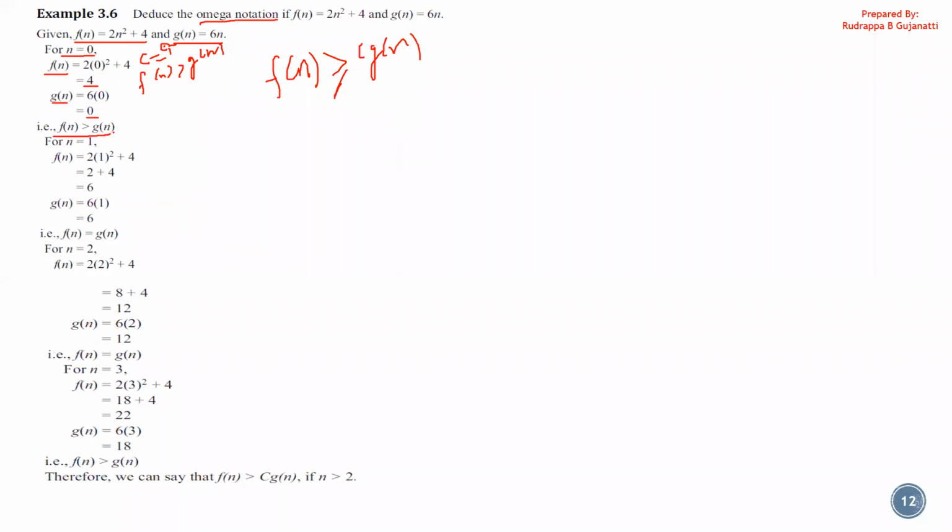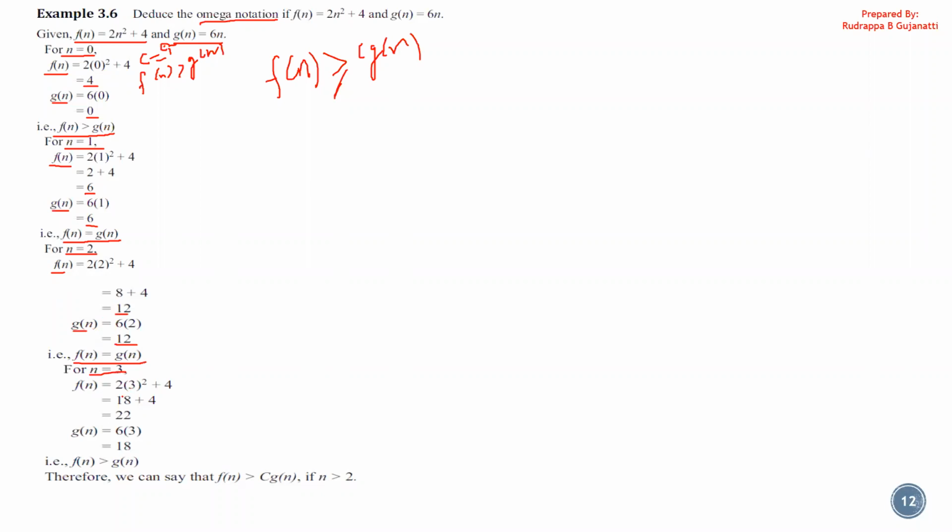So it is satisfying here. So n is equal to 1 when we substitute, f of n is equal to 6 and g of n is equal to 6. So this condition is giving what? f of n is equal to g of n. Now when we substitute n is equal to 2, we have f of n equal to 12 and g of n equal to 12. Similarly, in this case both are equal.